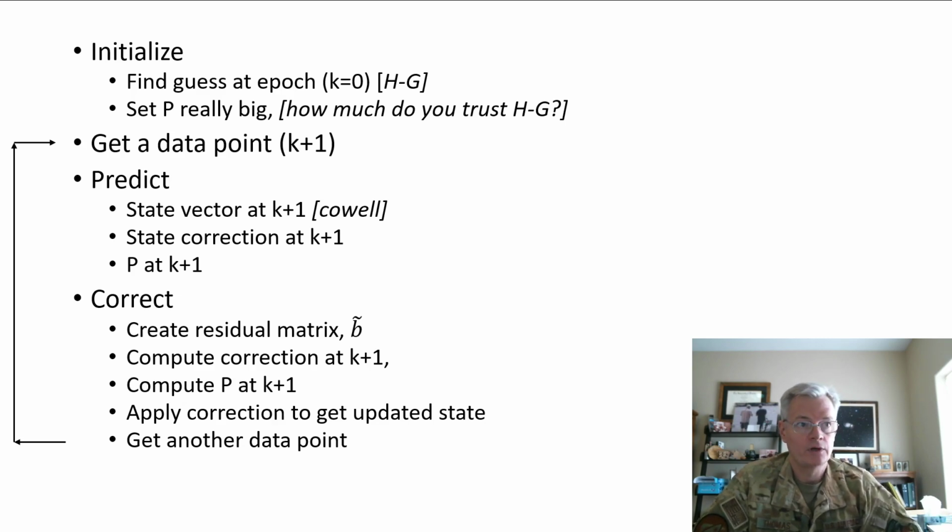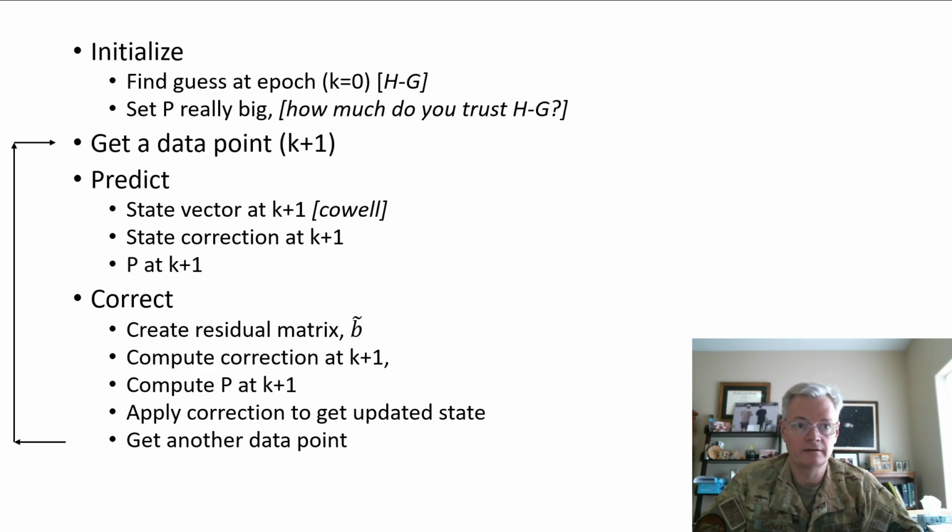Then we'll go ahead and get to our first data point, k plus 1, 0 plus 1, observation 1. Read that in. Then we're going to go into predict mode. We predict the state vector at k plus 1 using our epoch guess, and that's just Cowell. We propagate what we think it should be at observation 1. Then we propagate our state correction to observation 1, the del x hat. And then we do the same for the covariance matrix.